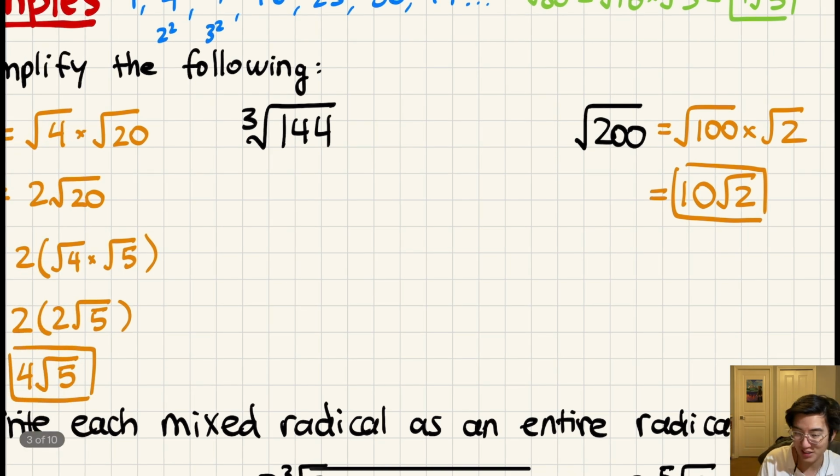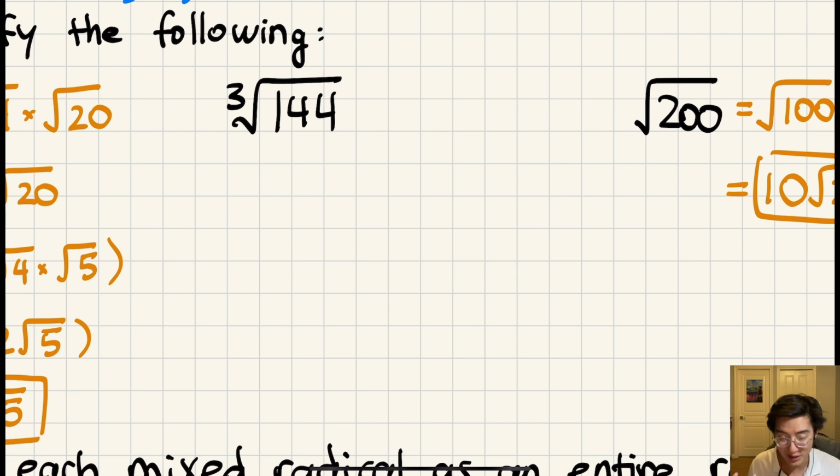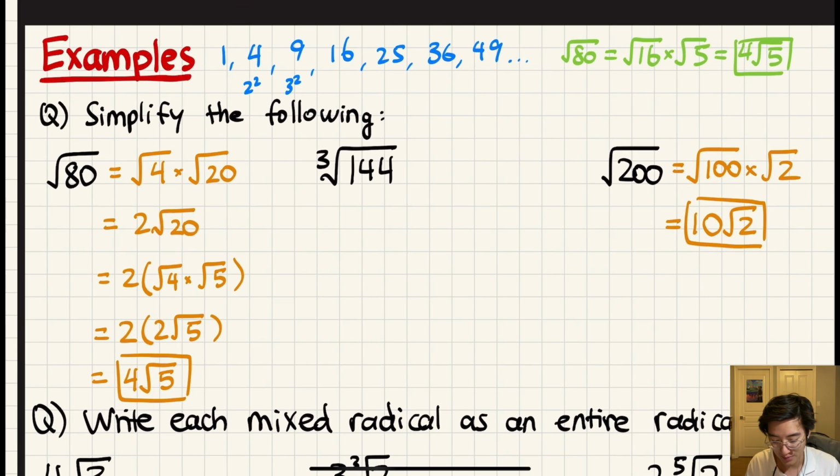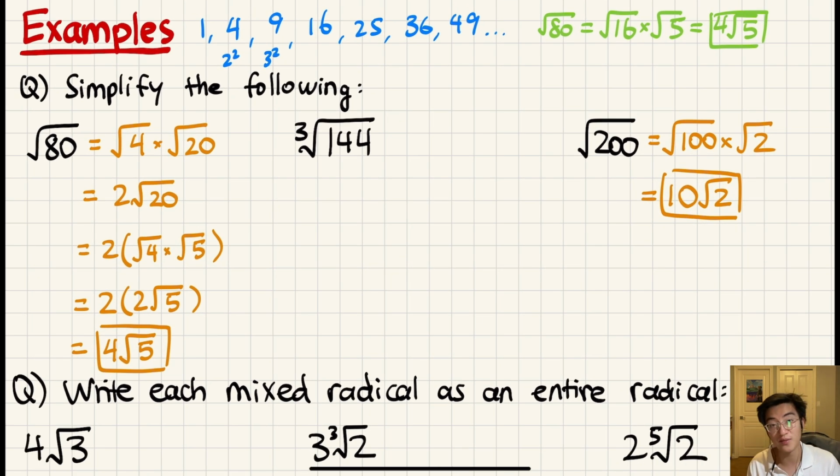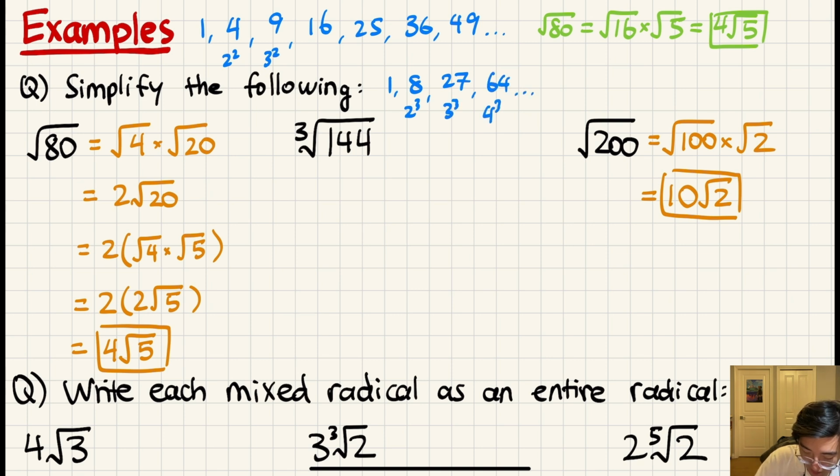Okay? So with the same logic, the cube root of 144, we can also take out cubes. Because this is asking us to simplify a cube root, we're taking out perfect cubes instead. So instead of the 1, 4, 9, 16, all that, we'll take out cubes. So we got 1, we got 8, which is 2 cubed. We got 27, which is 3 cubed. And we have 64, that's 4 cubed, and so on and so forth.